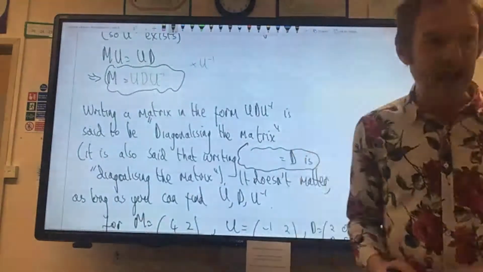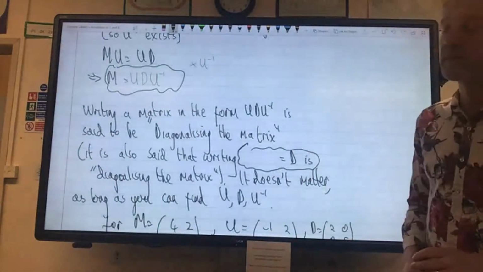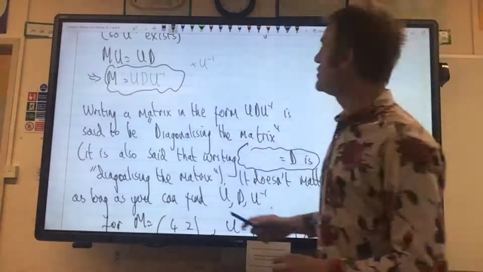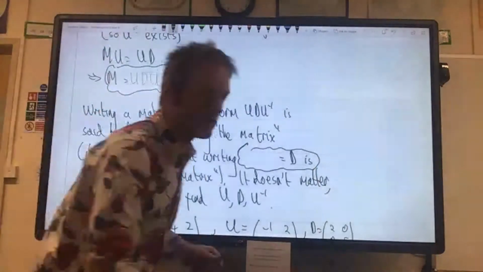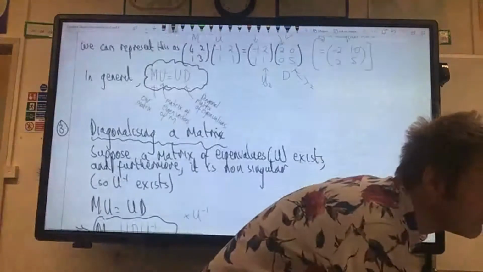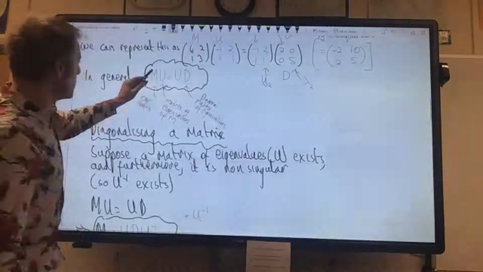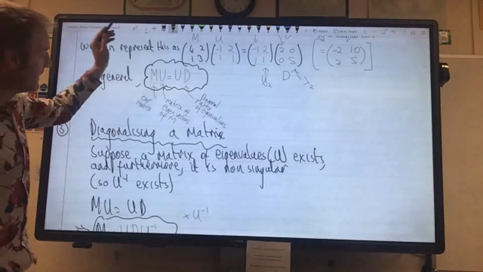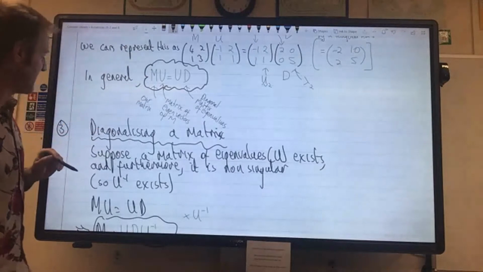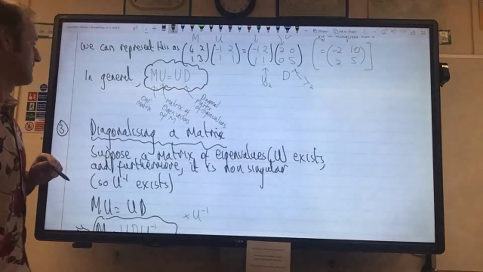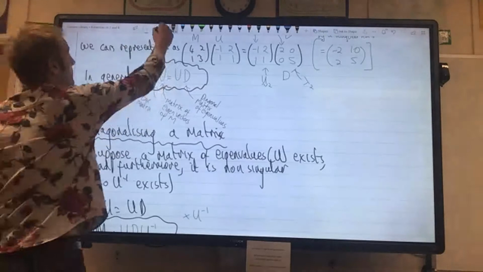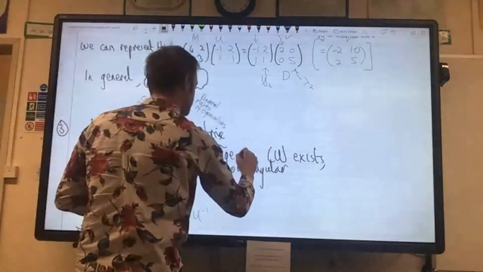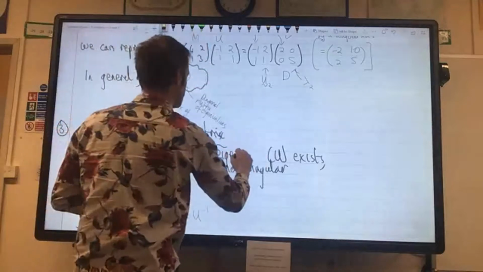Isn't U supposed to be the matrix of eigenvectors, not eigenvalues? So U is the matrix of eigen... Have I written it wrongly? Yeah, no, that's right. U is the matrix of eigenvectors. And D is the matrix of eigenvalues. Oh, thank you. Yes, you're absolutely right. Thank you, Michael.